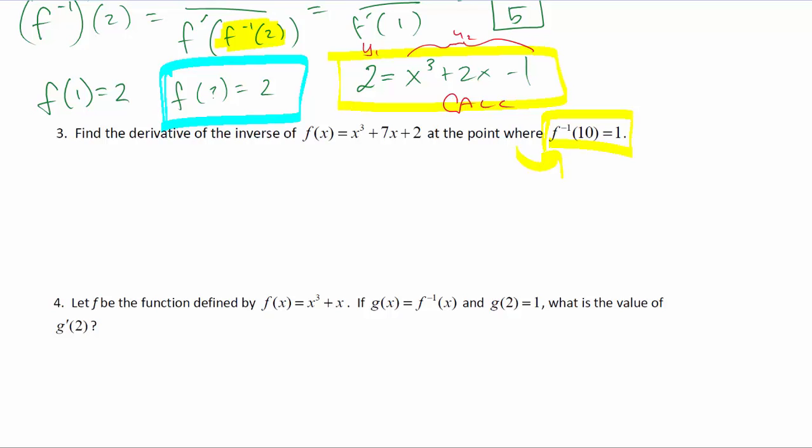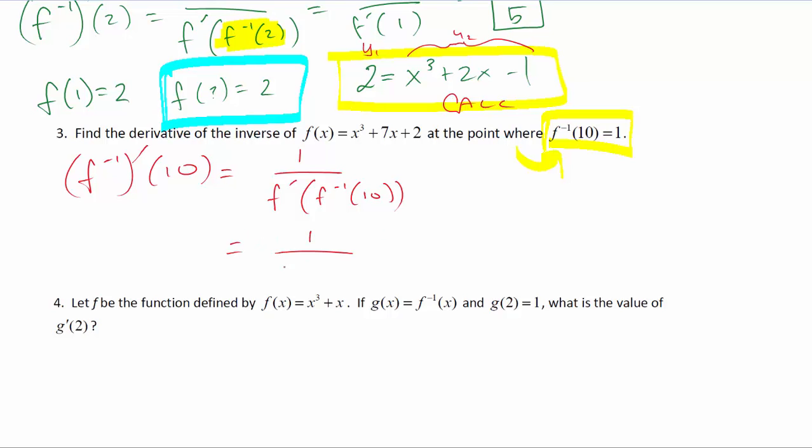So what we're really looking for, the problem is saying, find the derivative of the inverse at 10. Well, we use our formula: 1 over f prime of f inverse of 10. Step by step, we can find out that this is 1 over f prime of f inverse of 10.